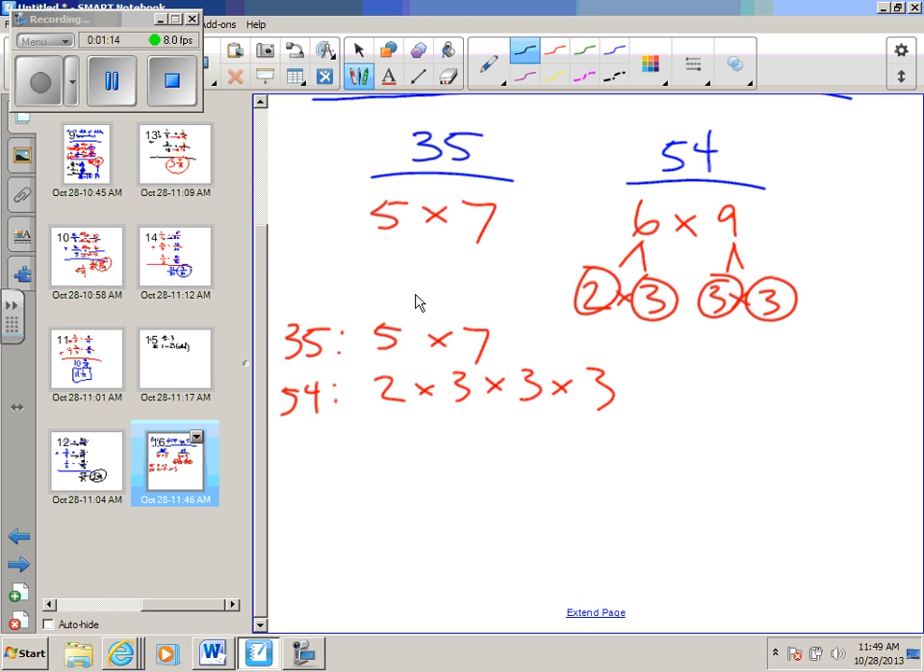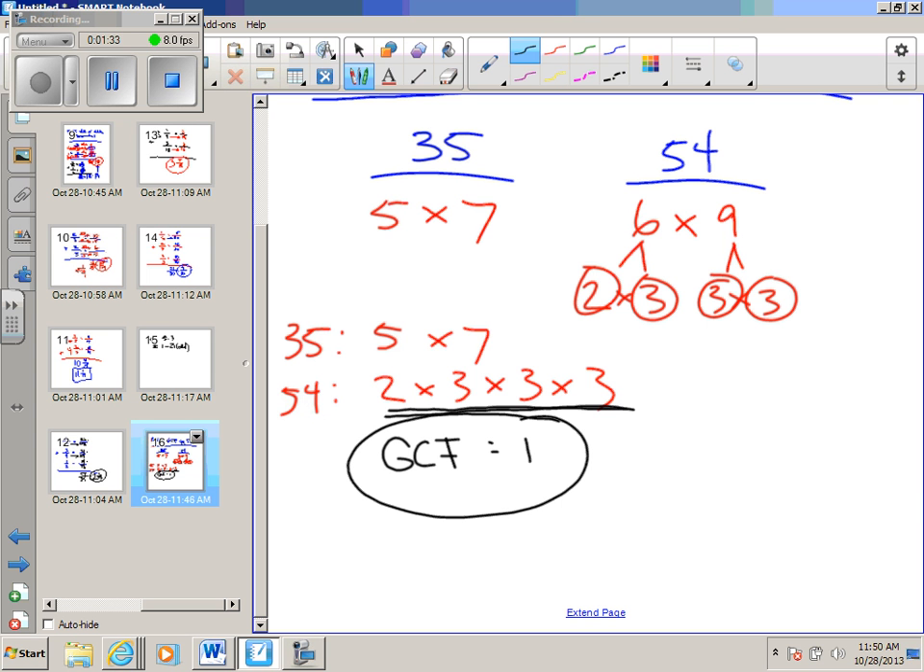5, are there any 5s in the 54? No. Are there any 7s in the 54? Therefore, if there is nothing that matches up, you are forced to use what as your GCF? 1. In that case, your GCF would be 1. The greatest factor that they would have in common is just the number 1.